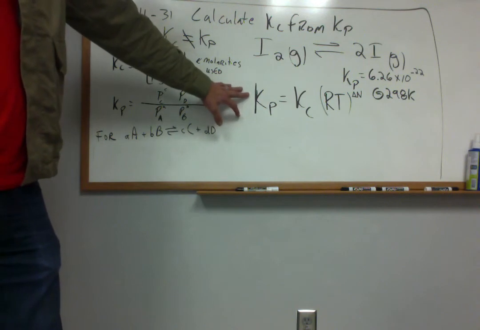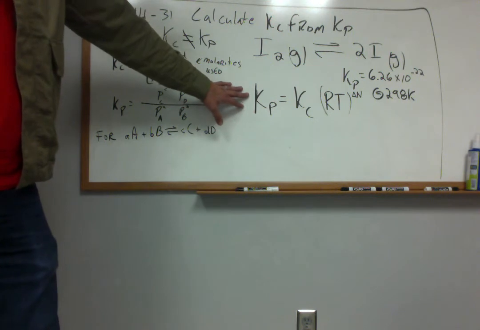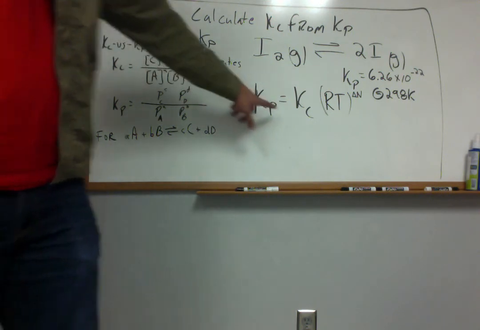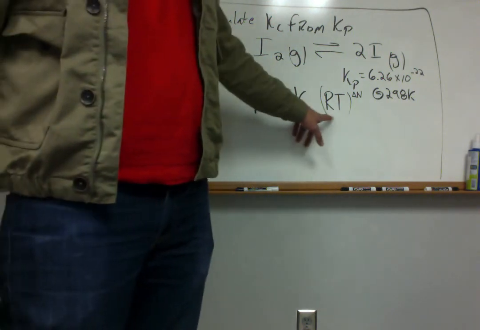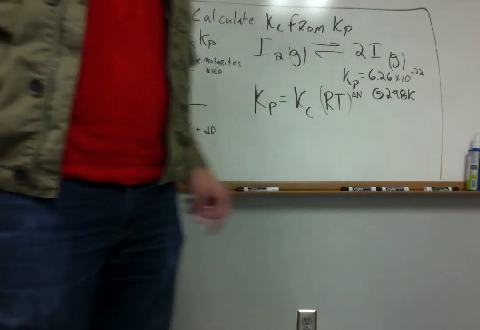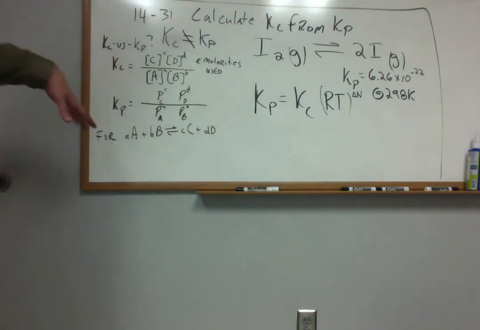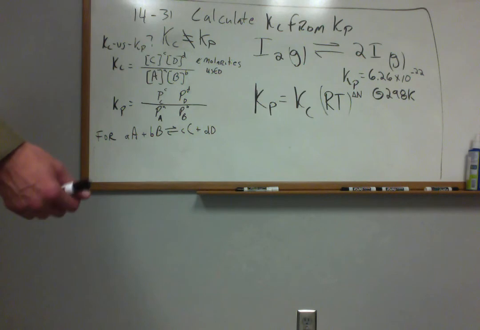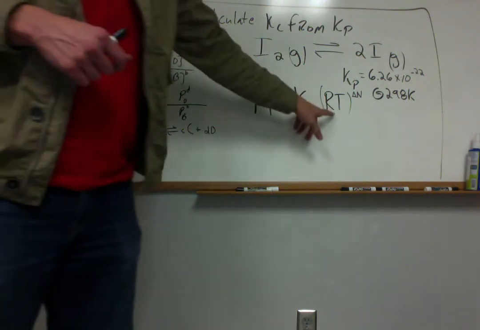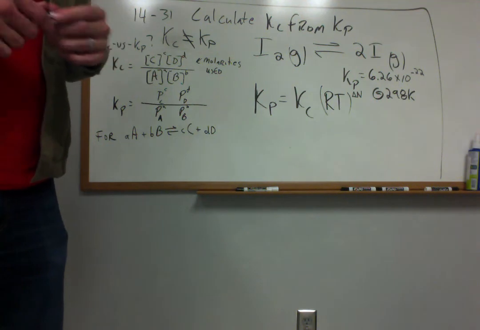Now, if we need to convert between the two, we need to use this equation. This is the key to help us do that. The equation says that Kp is equal to Kc times RT raised to the power delta n. Okay, now what are all these terms? Well, Kp and Kc we already talked about. Those are just our equilibrium constants. One's for concentration, the other's for pressure. R is going to be our gas constant. T is going to be our Kelvin temperature.